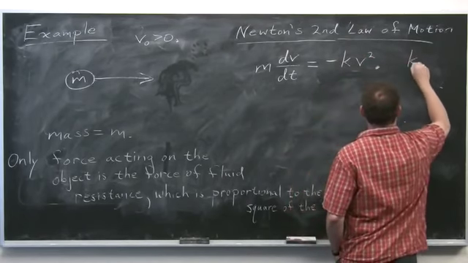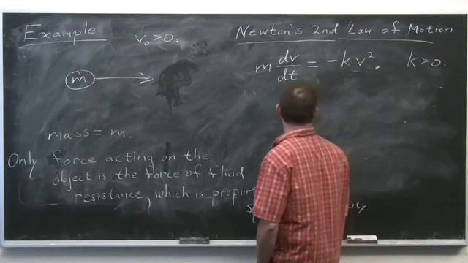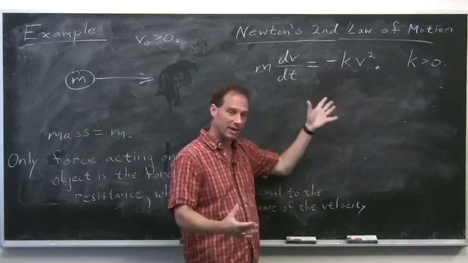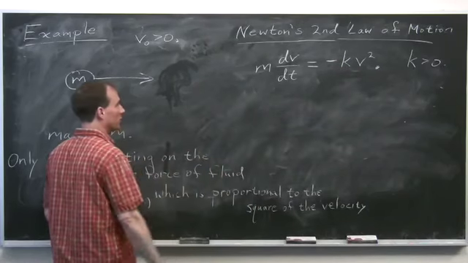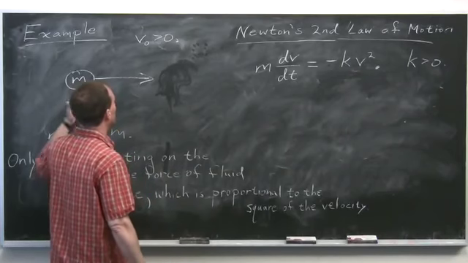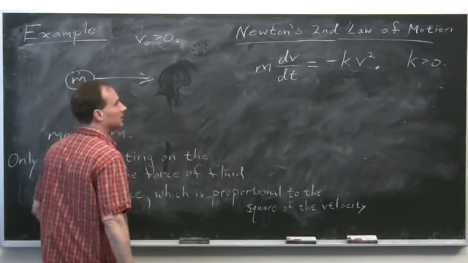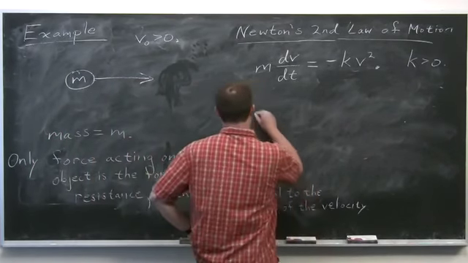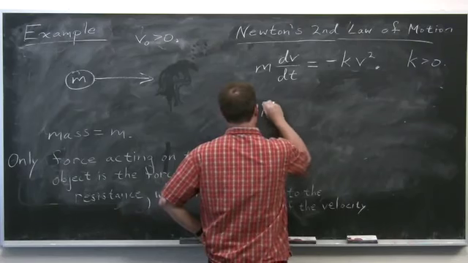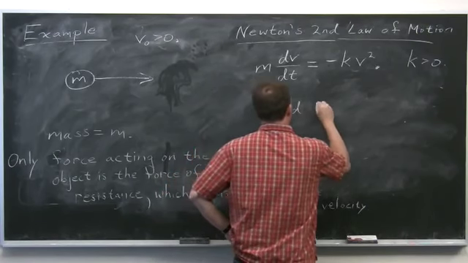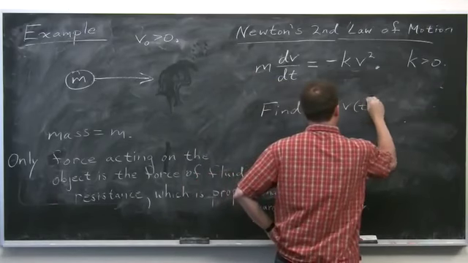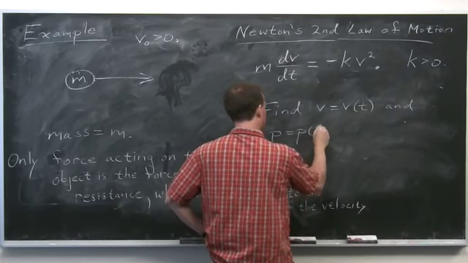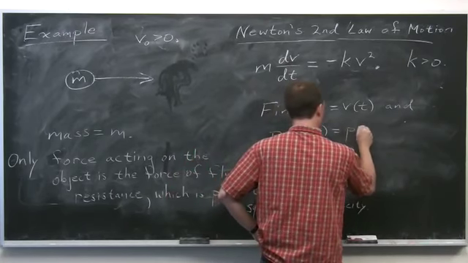And I'll make the constant positive, so with the negative sign this is a negative force, which indicates that the force is pushing in the negative direction, the direction opposite the velocity. Okay, so we get this differential equation. And the question is: find the velocity as a function of time and the position as a function of time.